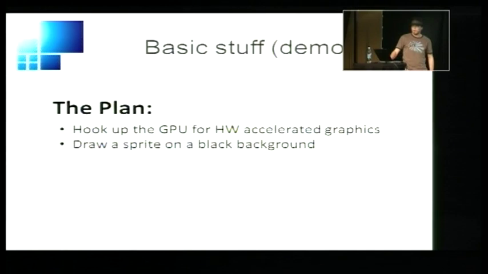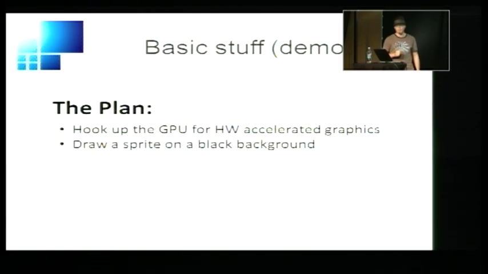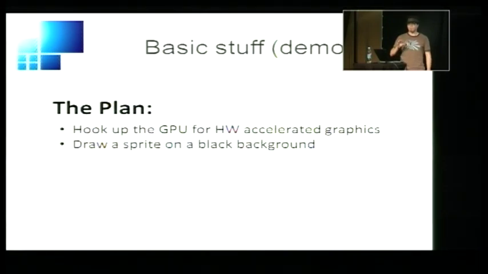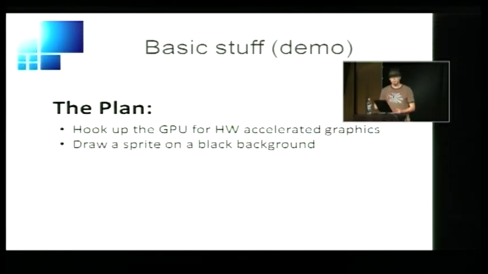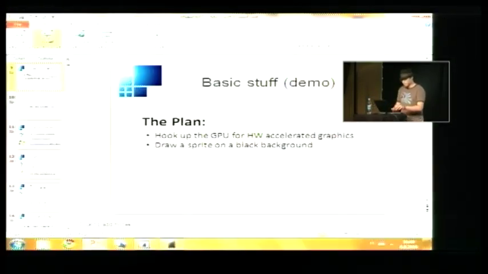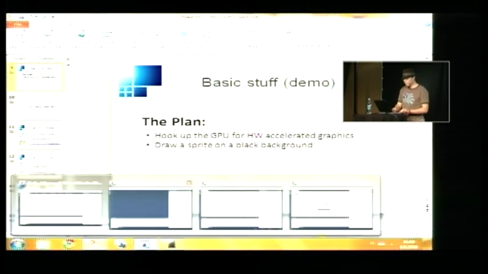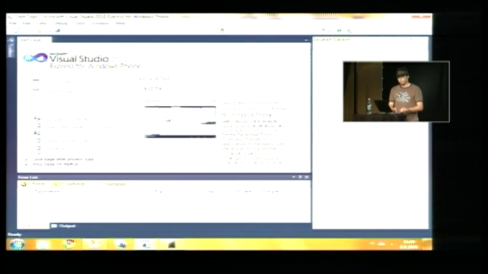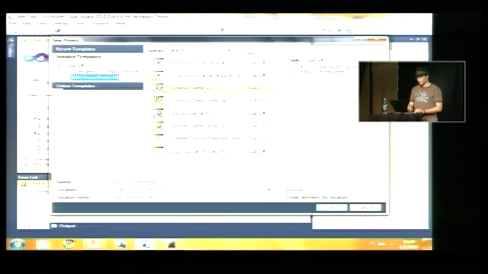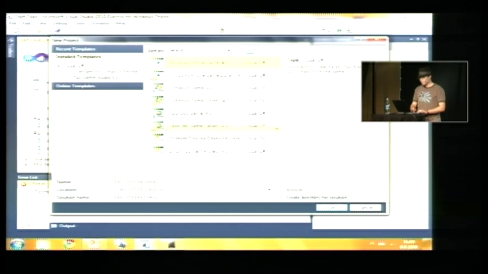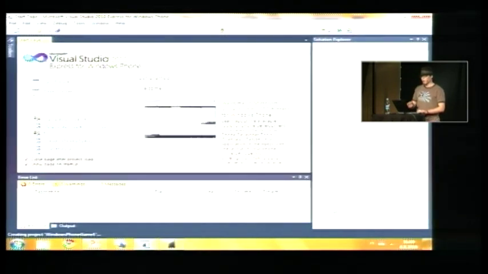And just to give you a basic overview of how it actually works, especially those of you who have never seen XNA, I'm going to show you a short demo. I want to write a program that hooks up the GPU for hardware-accelerated graphics, and I want to load in a sprite, a 2D image, and draw it on a black background. That's kind of the hello world of games. So I'm going to do it right now live by opening a blank Visual Studio and selecting a new XNA Game Studio 4.0 project, default names, and go.